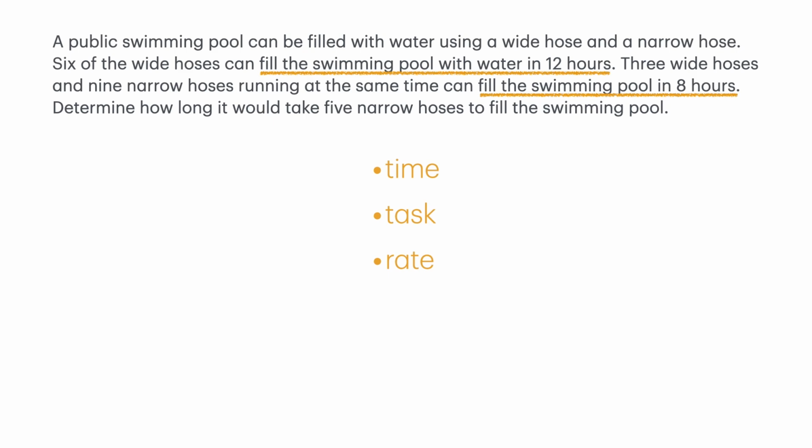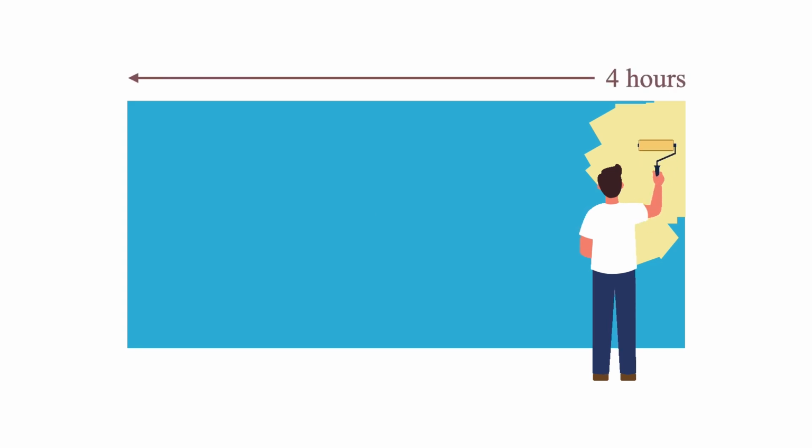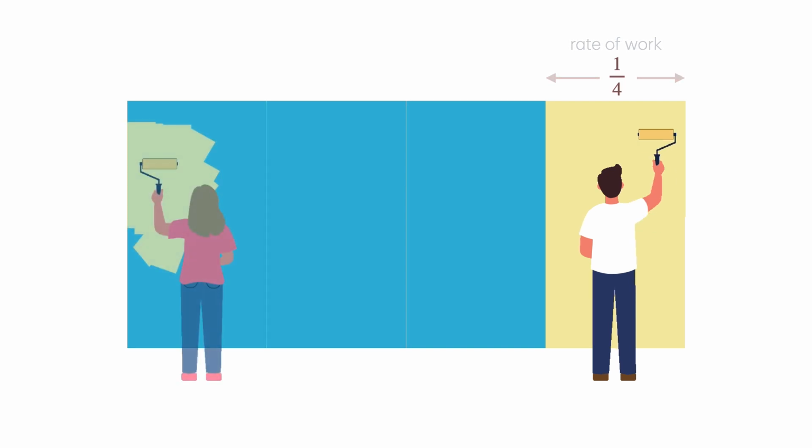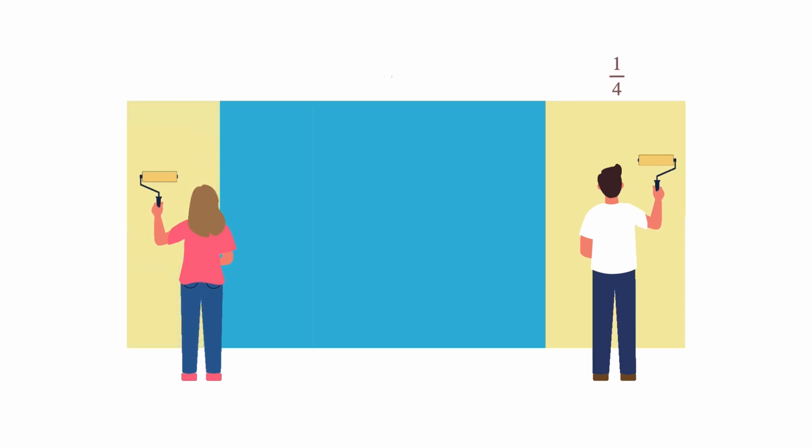Let's take a look at a simple example. If it takes Henry 4 hours to paint a wall, then Henry's rate of work, which is the fraction of the wall that is painted in 1 hour, is expressed as the proportion 1/4. Now suppose it takes Henry's friend, Isabella, 6 hours to paint the same wall. Then Isabella's rate of work can be expressed as the proportion 1/6.